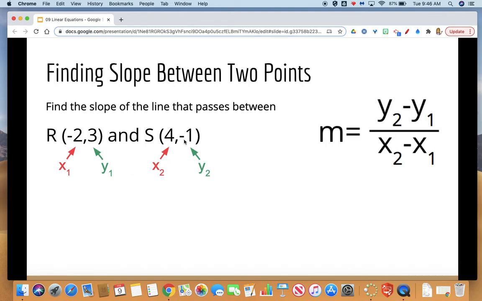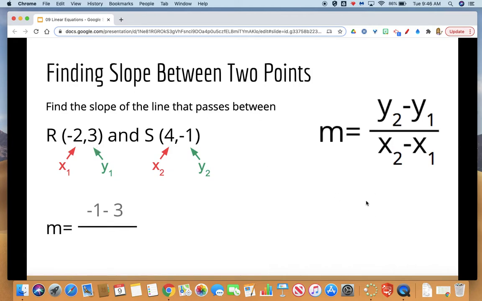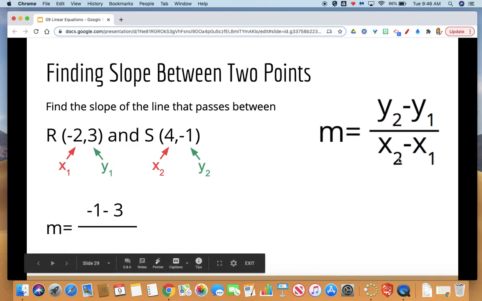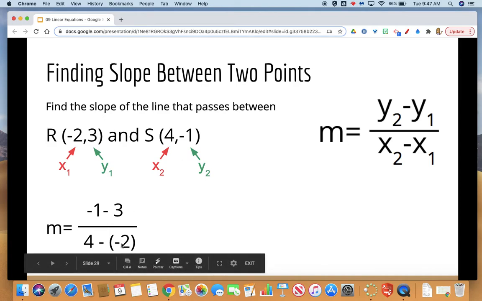Now you might understand why we had those 2's and those 1's in our formula, because when we go to place our values into our formula, we want to make sure we're lining up the proper number in the right spot. So we're going to replace the y2 with our y2 over here, -1, and our y1 with our y1 here, 3. And we're always going to subtract the values. So it ends up being -1 minus 3. Same thing for the bottom of the formula, but now we're using our x's. x2 was 4, x1 was -2. So it's going to be 4 minus a -2. Even if that second number is a negative, we're still subtracting them.